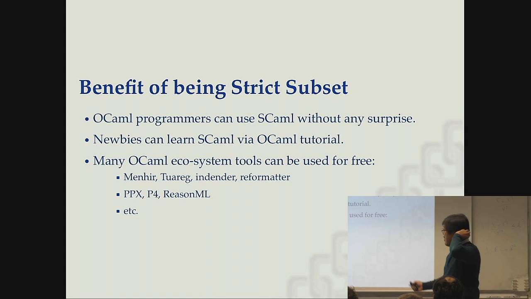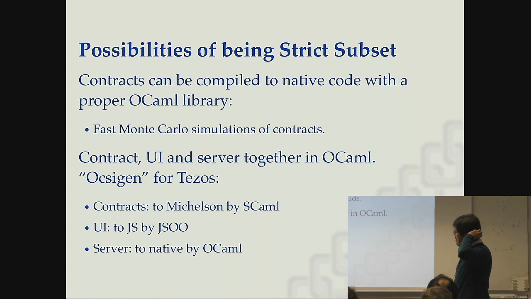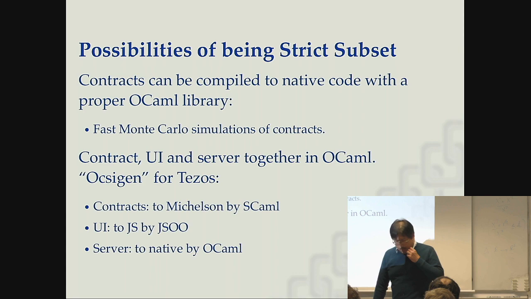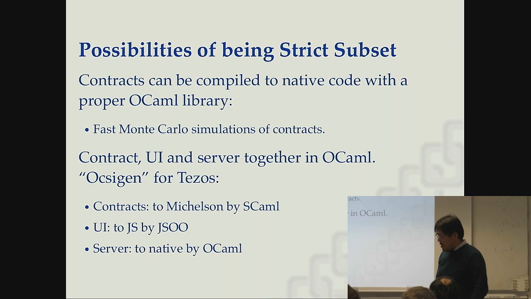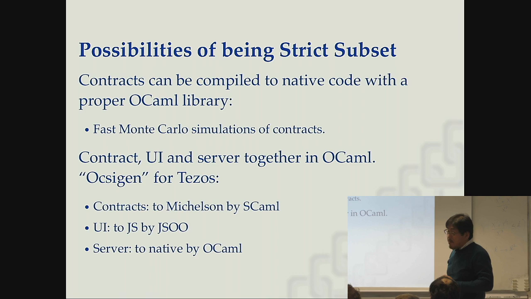Okay, and even more, it's just an idea, but for example, we can compile these smart contracts to native code using the genuine OCaml compiler, if we prepare some OCaml library to emulate Michelson primitives. This can lead to some kind of fast simulation of smart contracts. I had some experience in contract simulation in the financial field, I mean derivative modeling. Currently, I don't think we have such complex contracts in Tezos, but in future, why not? We can run some Monte Carlo simulation over Tezos contracts.